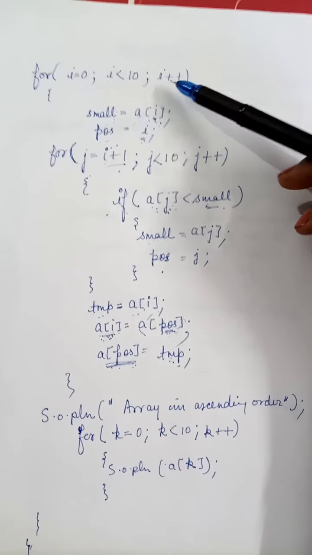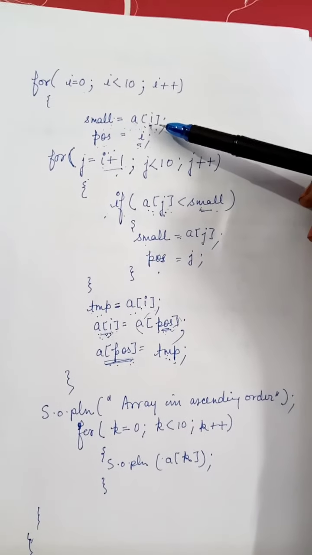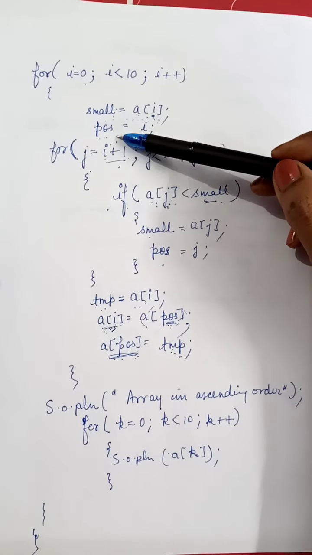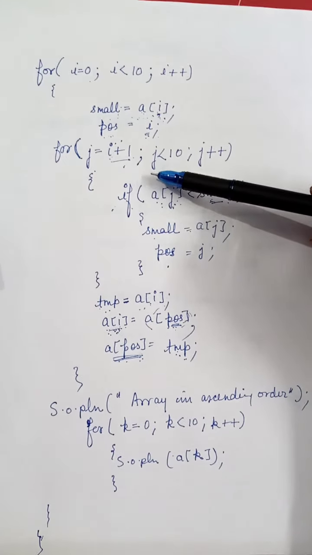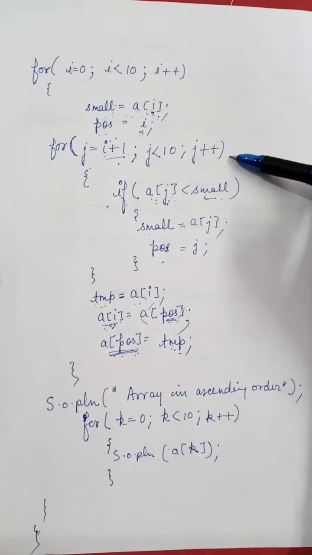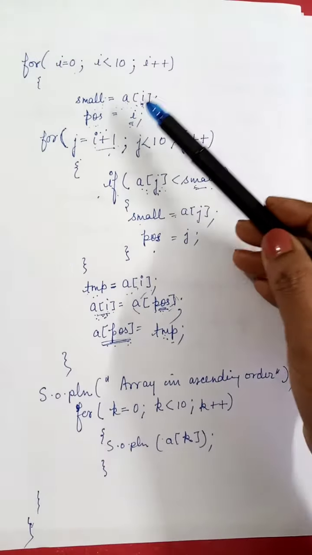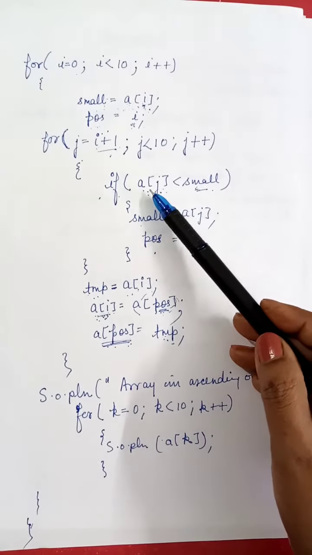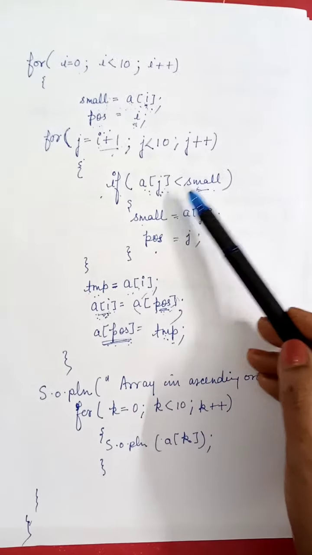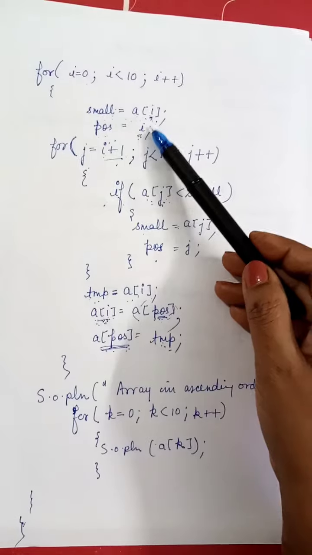So we are accessing the array elements assuming that the I position, the very first element, is the smallest element and its position is the position of the smallest element. Now again we are writing a loop to access the elements from the next position to the end, from I plus 1 to less than 10. Now we are comparing, we have assumed that this one is the smallest. Now we are comparing if any of the elements from I plus 1 to less than 10 is less than this value, then we have to store that within small instead of this.